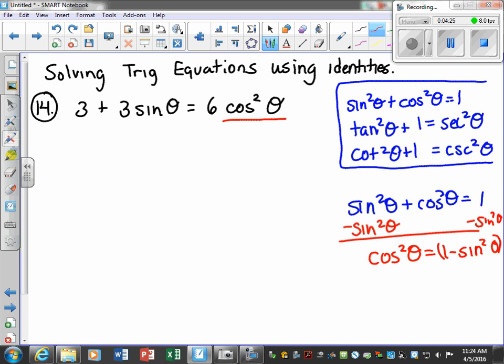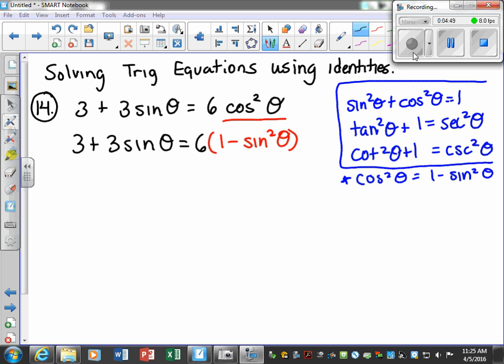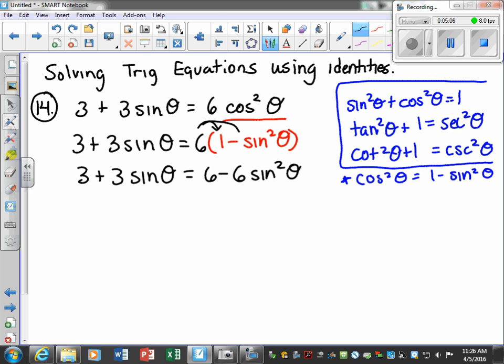So in place of this, what do you think we're going to put? 1 minus sine squared theta. Good. So first of all, I'm just going to rewrite this left-hand side. And in place of cosine squared theta, I'm going to put 1 minus sine squared theta. Let's just distribute and simplify this other side. So we're going to have 3 plus 3 sine of theta. I'm just leaving that side alone. Now let's distribute here. 6, and then that's going to be minus 6 sine squared theta.